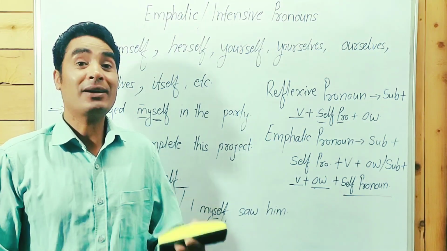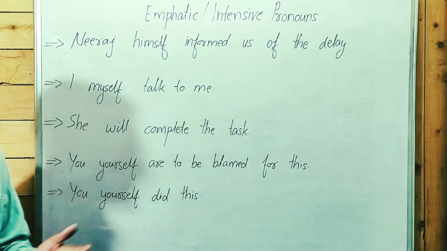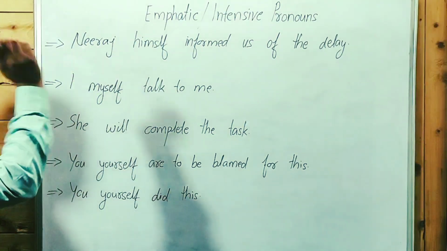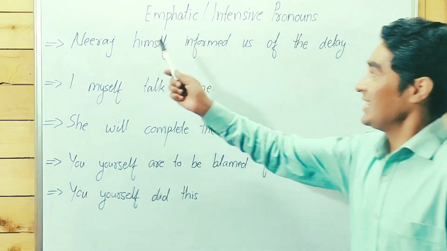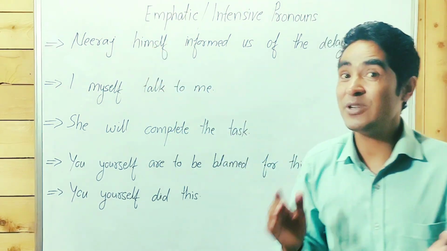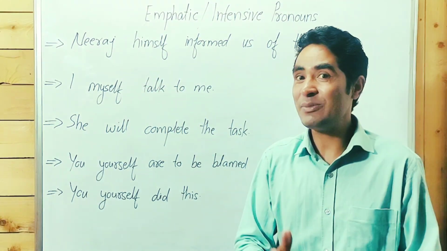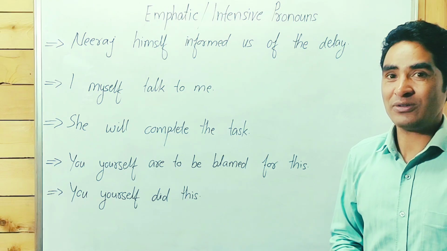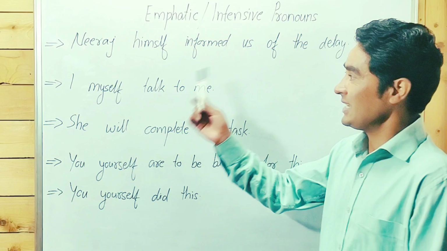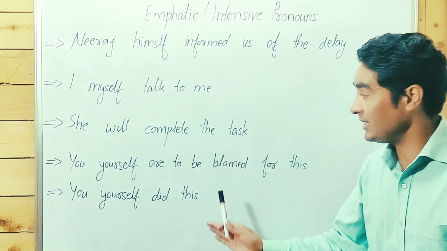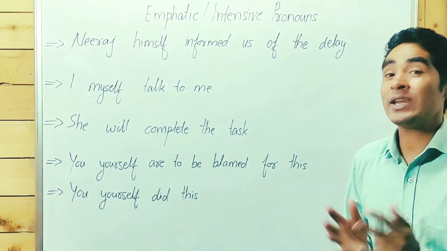I hope you understood. Let me write some examples. If you want to take a screenshot, you can have a look at the words. Here are some examples. Neeraj himself informed us of the delay. Guys, point to be noted in this sentence. Here himself has been used as an emphatic pronoun after the subject. A self pronoun has been used, it means it's an emphatic pronoun, an intensive pronoun, not a reflexive pronoun. In all these sentences, the self pronouns have been used as emphatic pronouns.